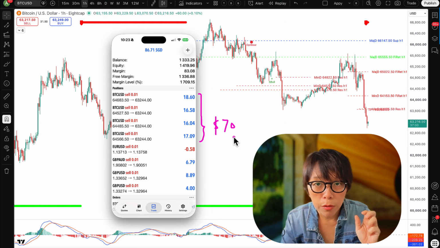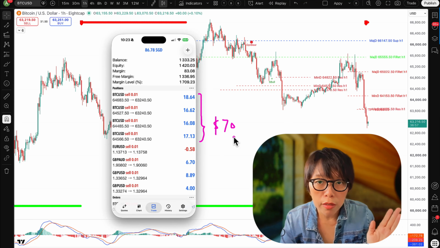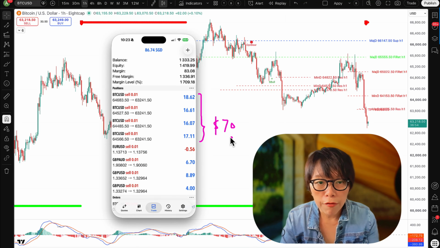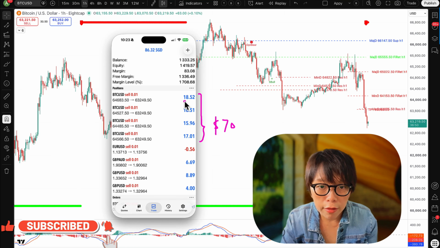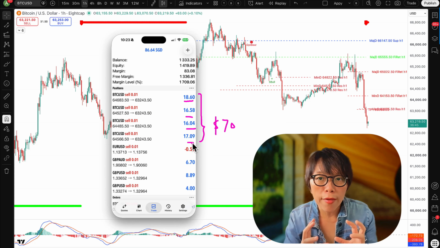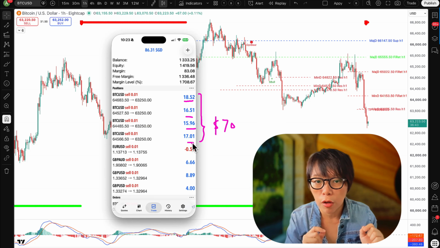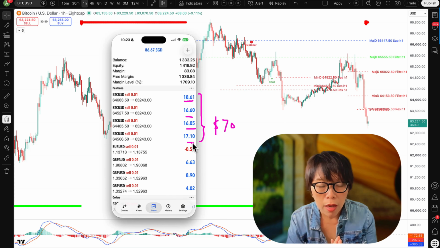So if you see a profit or a loss of $70, maybe our psychology works a little bit differently. Either we say, wow, that's a lot of money, or we will say, oh, that's a lot of losses. But if you break it up into 0.01, the smaller lot size, you're going to see that this is 18, this is 16, this is 16, this is 17. So when we equate that value to us, it's a lot easier.